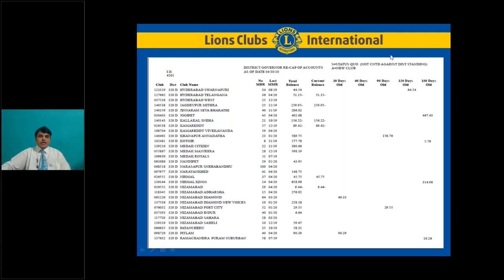Yeah, sure, sir. So this is a sample recap. As I discussed, this is the ID 4201, the number of members, the last MMR report, and the total balance, and you can see 30 days, 60 days, 90 days, 120 days, 150 days old. So whichever clubs have dues, you can inform the clubs promptly.